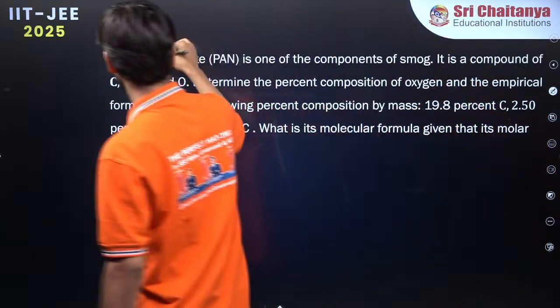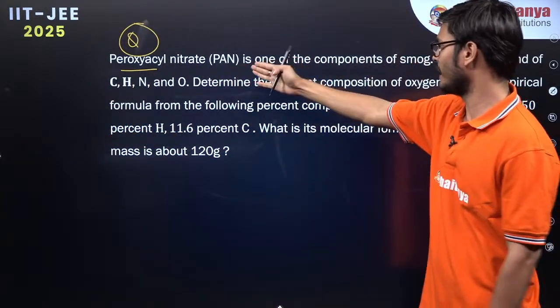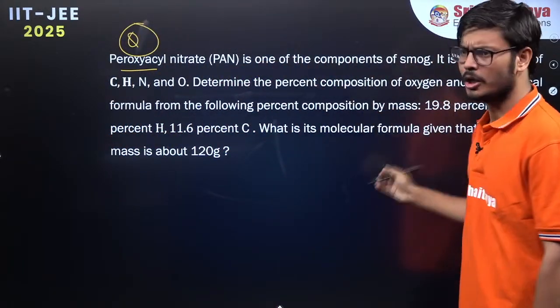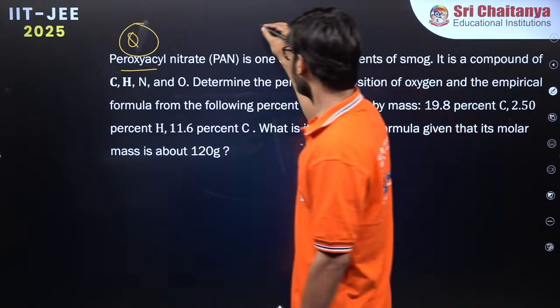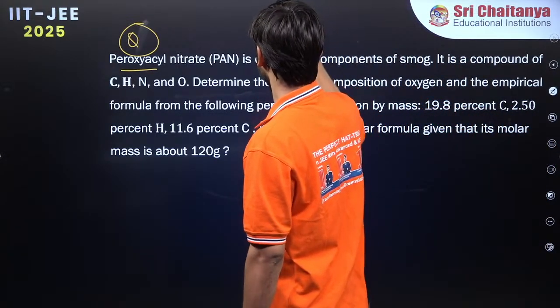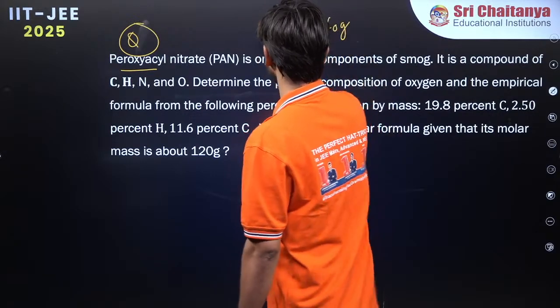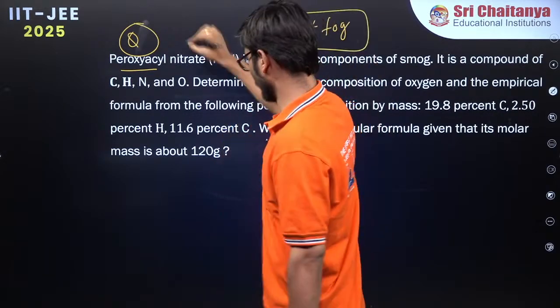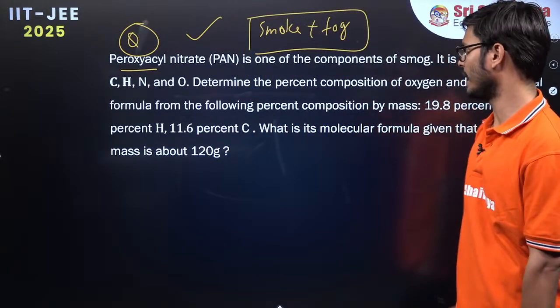Peroxyacetyl, no, this is acyl. Acyl, both are same actually. So peroxyacetyl nitrate is one of the components of smog. You all know smog, right? What is smog? Smog: smoke plus fog. So this is a major component for the pollution. You'll study in environmental chemistry. Preparation of PAN is also there, peroxyacetyl nitrate.